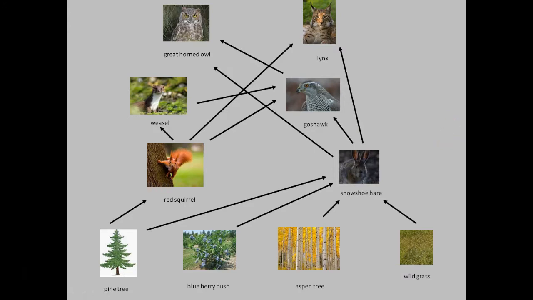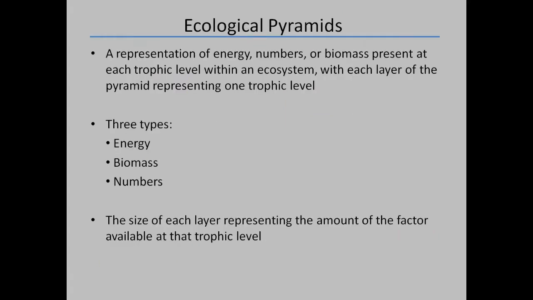Now, sometimes this is really complicated or it has more information than we're interested in. And so what we can do is we can use what's called an ecological pyramid to represent our information. And what we do is we look at what's occurring at each trophic level, and there are three types. There's an energy ecological pyramid, a biomass, and a number. Now the size of each layer is proportional to the amount that factor is in that trophic level.